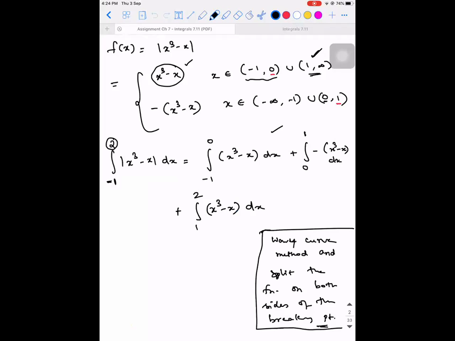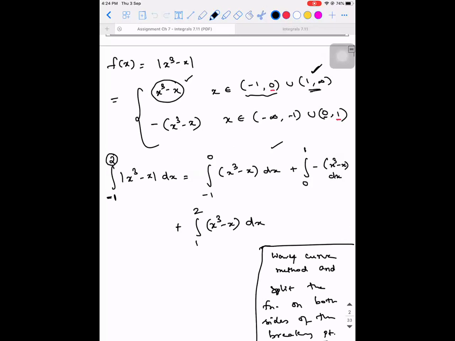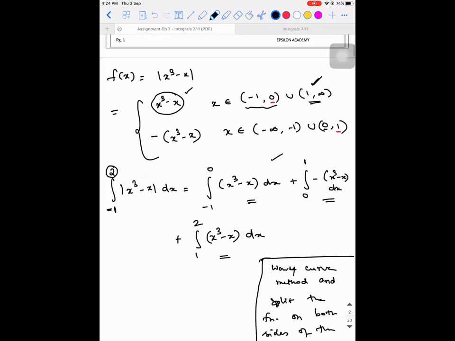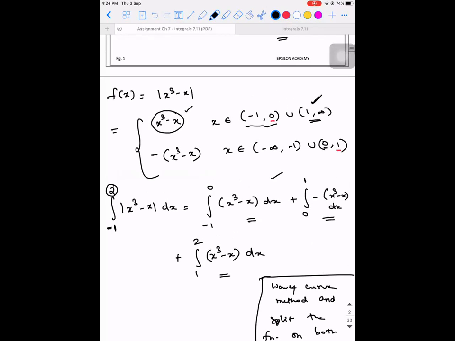So wavy curve method, split the function on both the sides of the breaking point, and then write the limits and then integrate it. I hope beyond this you people can do, right? It's normal integration and then substituting the limits. Yes or no? Yes, sir. Okay, write it down. While writing, if there is any doubt, let me know.